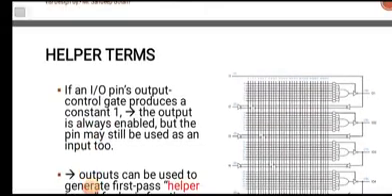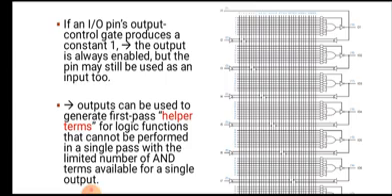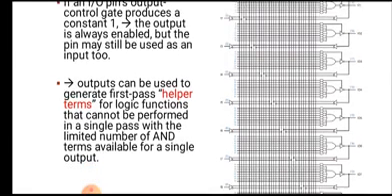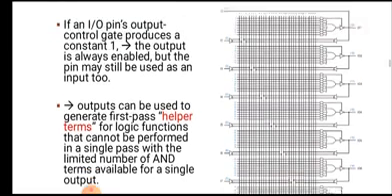So the helper term we are using, in input-output pins, means the output control gate produces a constant 1, the output is always enabled, but the pin may still be used as an input too. It means the same pin can be used as an input whether or not it is producing the output. And the output can be used to generate a first-pass helper term for a logic function that can be performed in a single pass with the limited number of AND terms available for a single output.